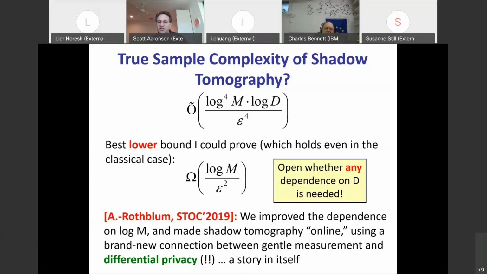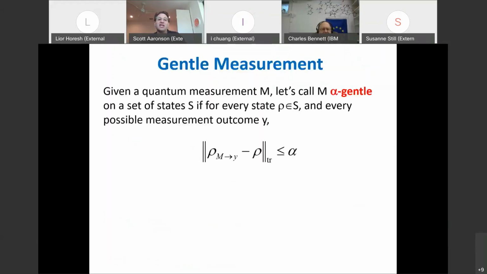Now, the way that we achieved all that was as byproducts of a new connection that we made between the problem of gentle measurement of quantum states and what might seem like a totally unrelated topic in theoretical computer science, and that is the field of differential privacy. That connection is a story in itself, so in the few minutes that I have, I'll just say a tiny bit about it.